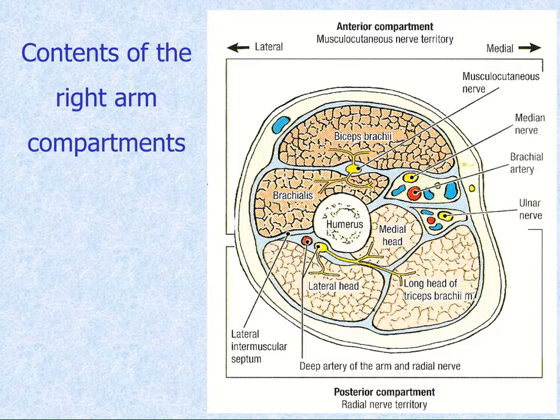In this cross section, which was taken at the mid arm, you can see two of the three muscles that form the anterior compartment: biceps brachii and the brachialis, lying deep to the biceps brachii. Coracobrachialis is not seen in this section because it ends proximal to this level. The nerve of the anterior compartment, which is called the musculocutaneous nerve, is seen to lie between the two muscles here.